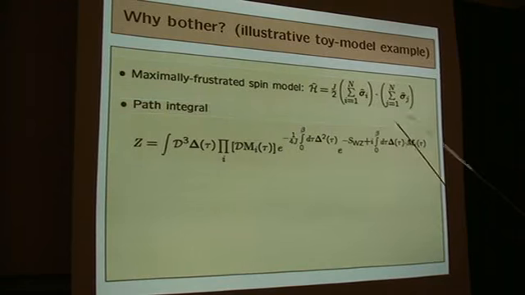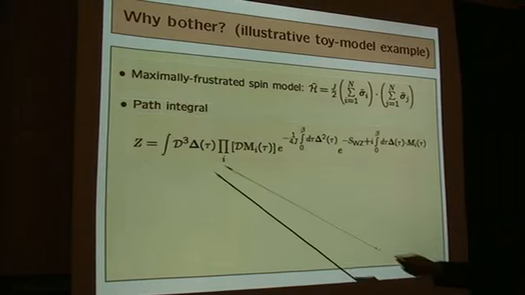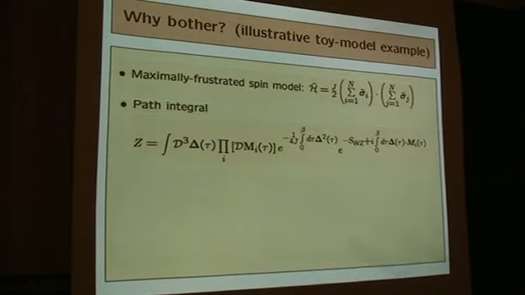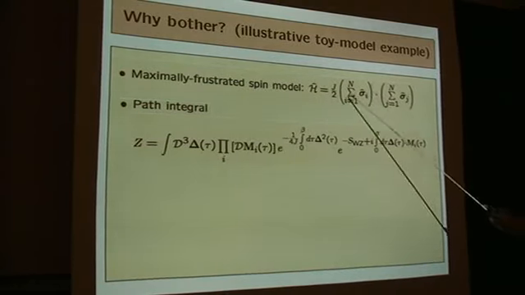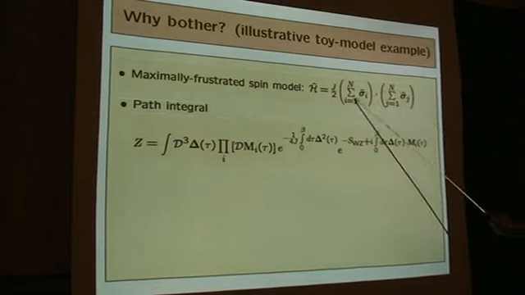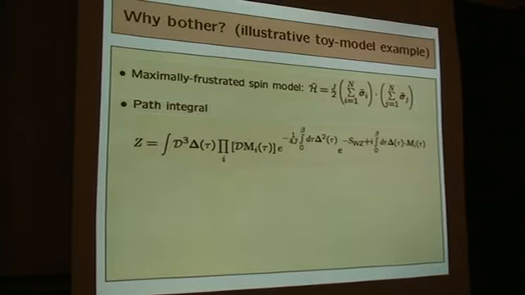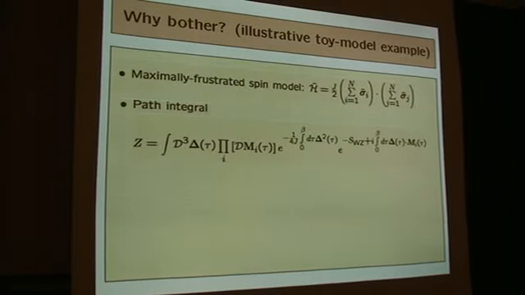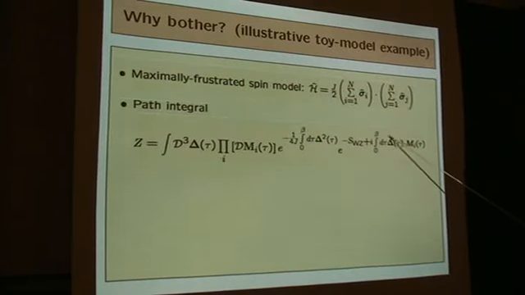So for example, if you want to calculate the partition function of this particular model, you can write the path integral and decouple the interaction terms in your action or in your Hamiltonian. So instead of having these interactions, you can have linear terms in your Hamiltonian, but those will be associated with some dynamic Hubbard-Stratonovich fields.